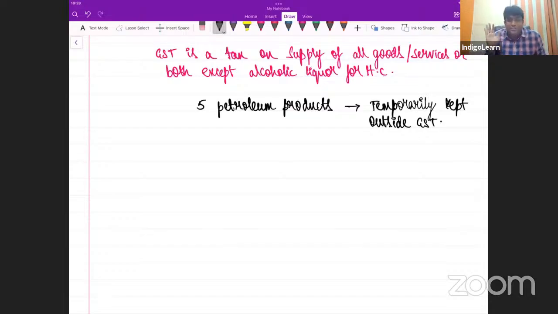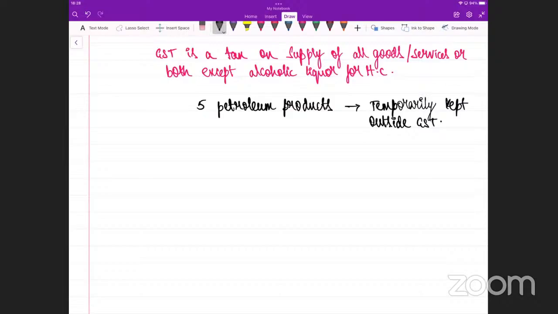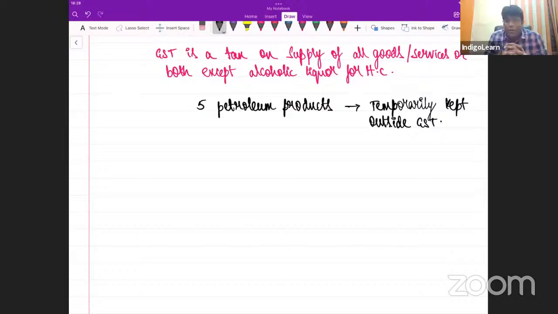No doubt about it. So one last time, what is the GST definition? It's a tax on supply of all goods or services or both, except alcohol liquor for human consumption. And 5 petroleum products are kept outside GST: petroleum crude, high-speed diesel, motor spirit, natural gas, and aviation turbine fuel. Very interesting concepts.